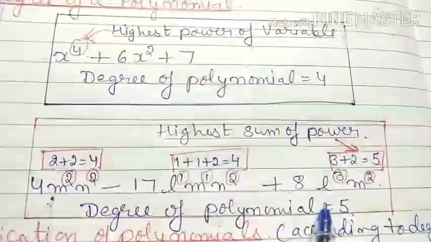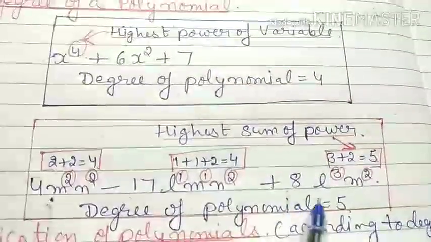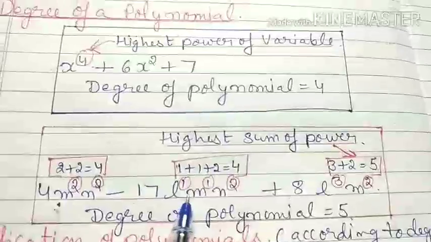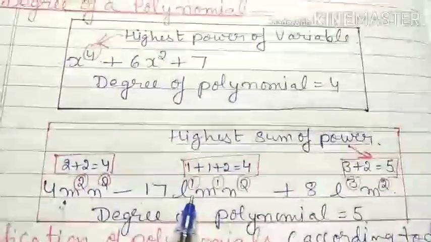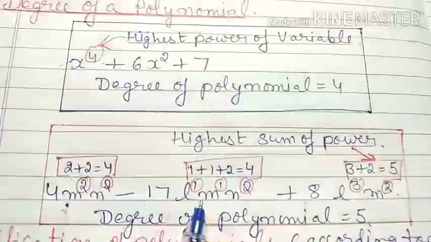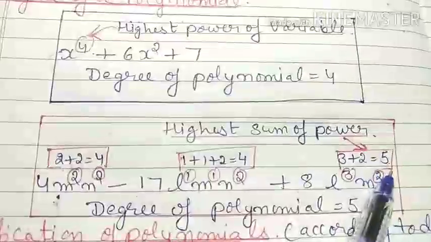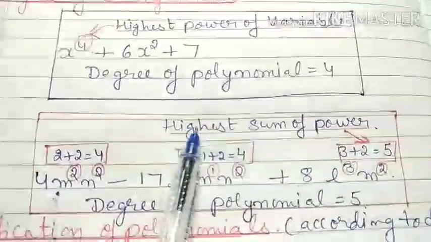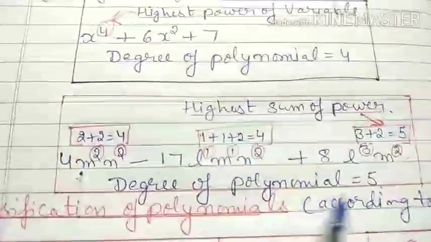Then if you check, don't bother about different variables being multiplied with each other. You only have to check the total of the powers. What is the total quantity of the power? The total quantity of power is 5, which is more. Then the highest sum of the power is considered the degree of the polynomial, that is 5.